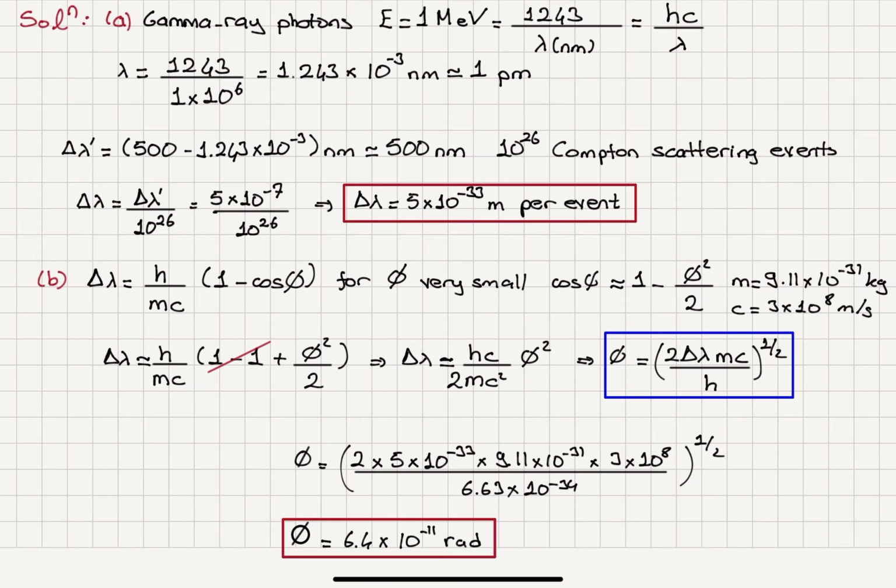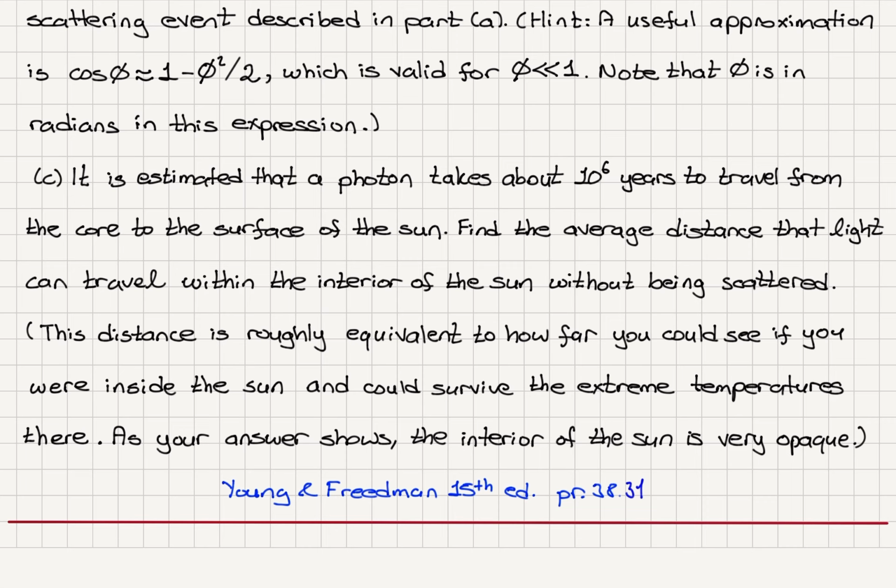Okay, so that's a rather small scattering angle. And in part C, it is estimated that a photon takes about 10^6 years to travel from the core to the surface of the sun. Find the average distance that light can travel within the interior of the sun without being scattered. This distance is roughly equivalent to how far you could see if you were inside the sun and could survive the extreme temperatures there. As your answer shows, the interior of the sun is very opaque.